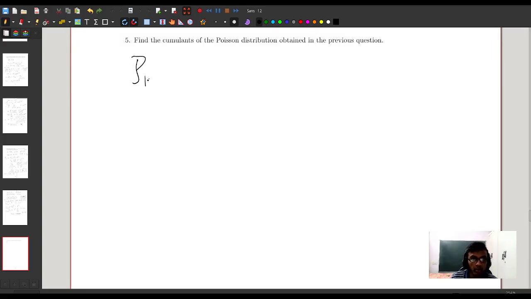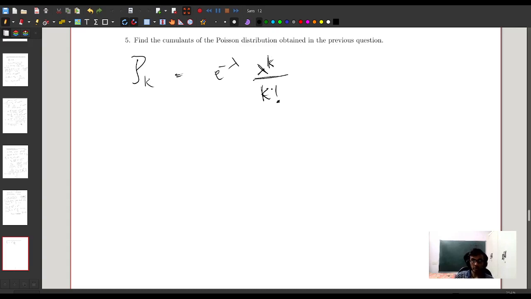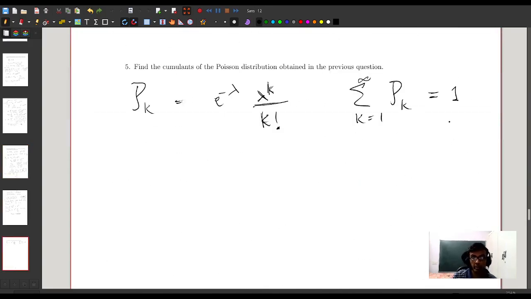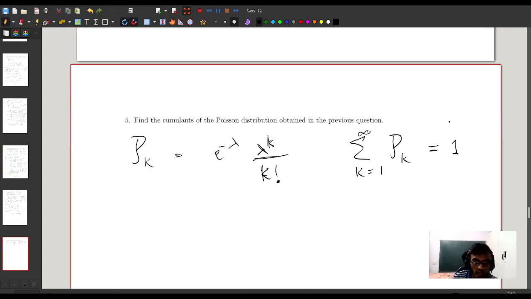Yeah, so p of k is e to the minus lambda, lambda to the k by k factorial. Note that this e to the minus lambda is there so that the probability mass function is properly normalized. You can check that if you sum this to infinity, obviously this will give e to the lambda. So this is a valid probability distribution. You can check that this is 1. Lambda, of course, can be any positive number.